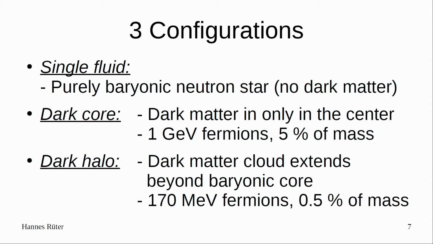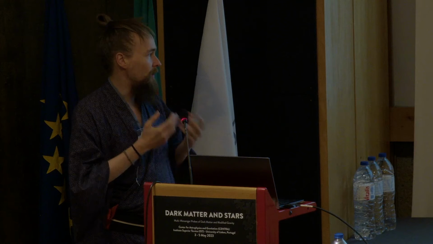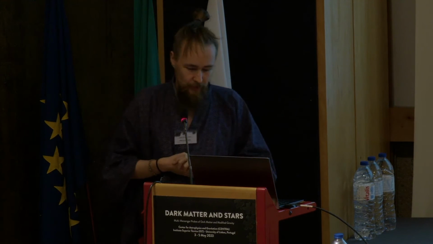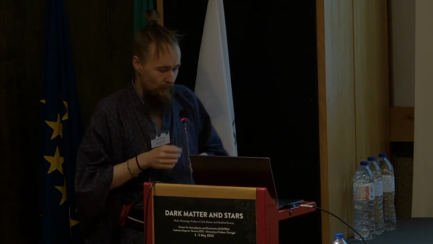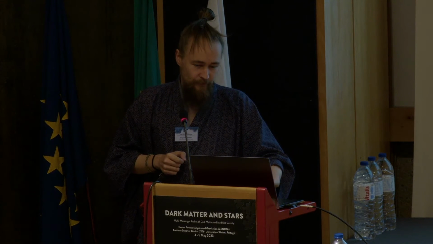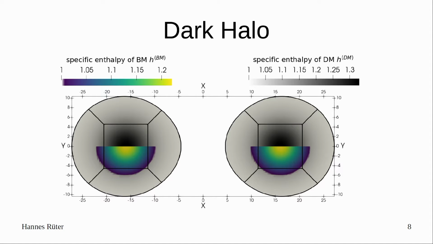Okay, and the third configuration that we consider here is the dark halo. In this case, the dark matter cloud extends beyond the surface of the baryonic core, and for that configuration we use an equation of state with particles of a mass of 170 mega electron volt. And in this case we only have 0.5% of the mass of the star being dark matter. And an illustration for this case: the grayish and black shade is the dark matter. You see it extends beyond the more colorful baryonic matter, and what we show here is the specific enthalpy of both the baryonic matter and the dark matter.